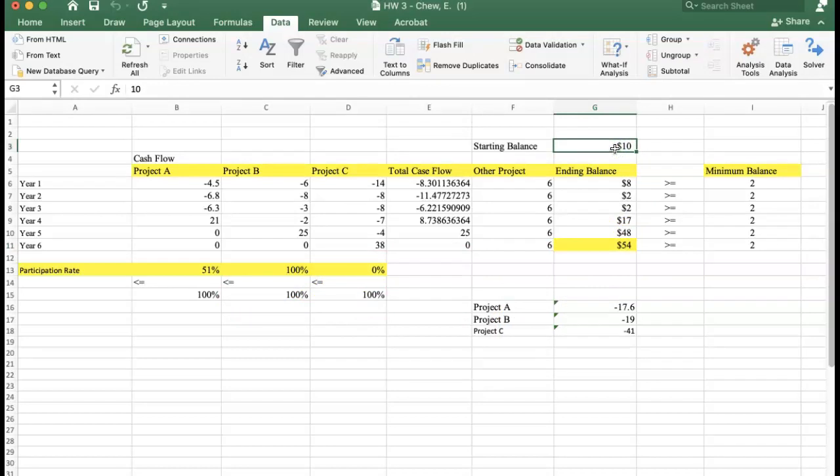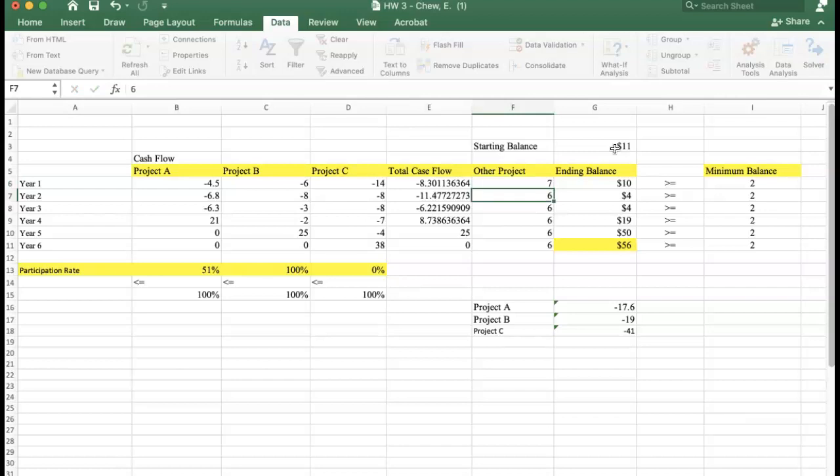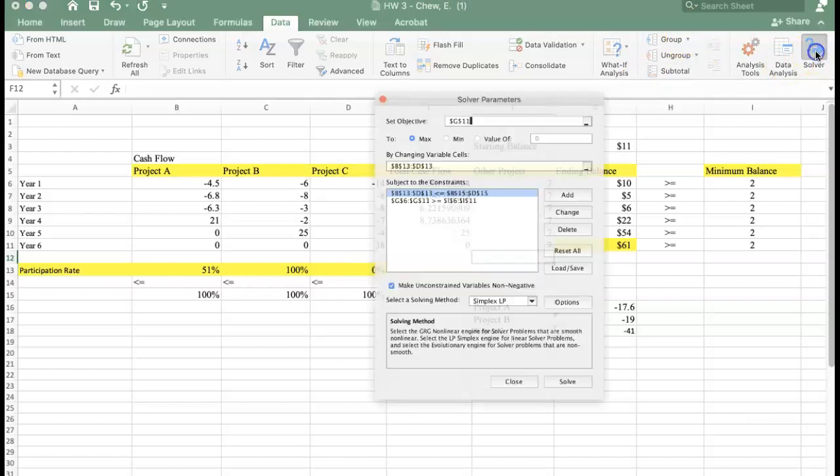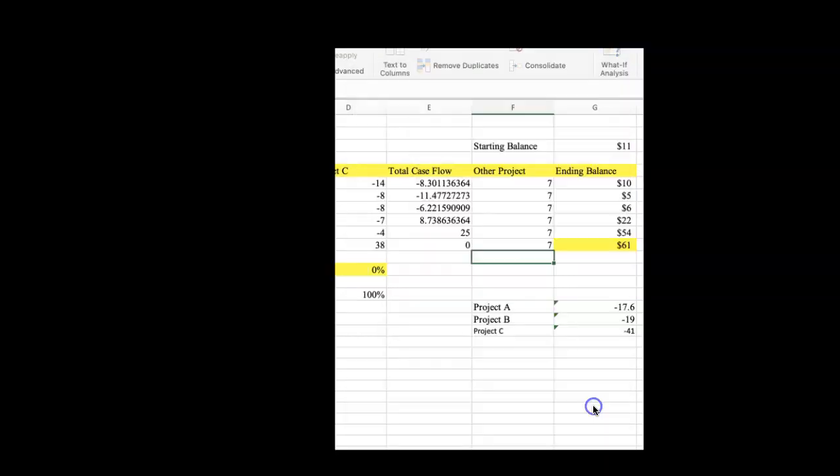So the next question to that is asking us, all we have to do, we created this model, none of the project forecasts are changed. All that's changing is that we have $7 million difference at the start, and then at the end of the year we get $7 million. Okay, so let's go ahead and solve this.